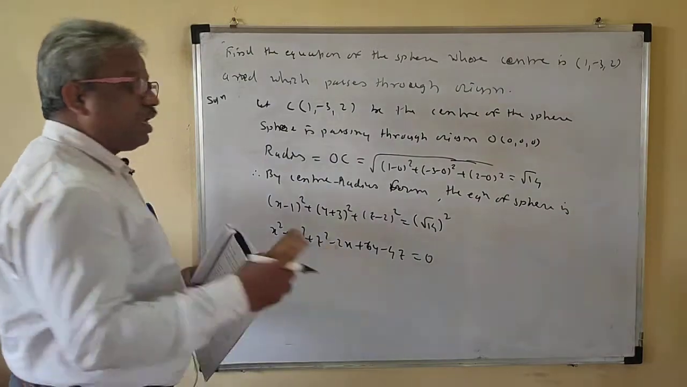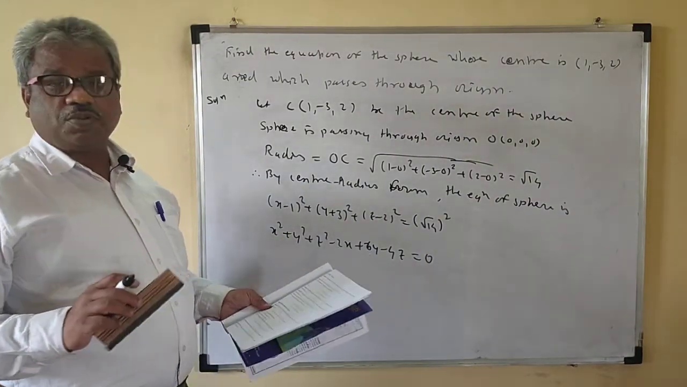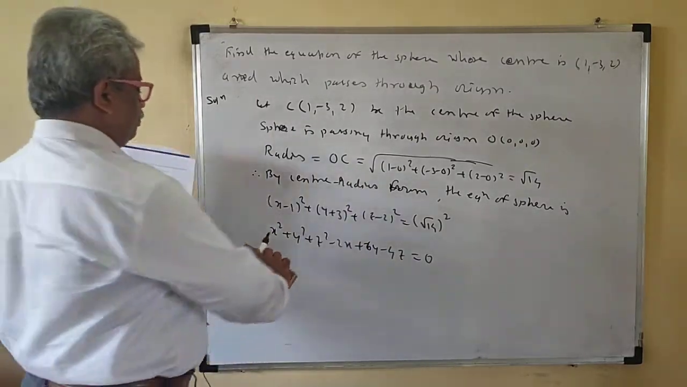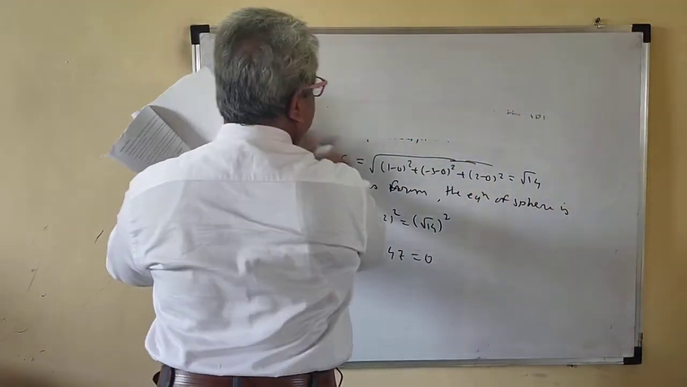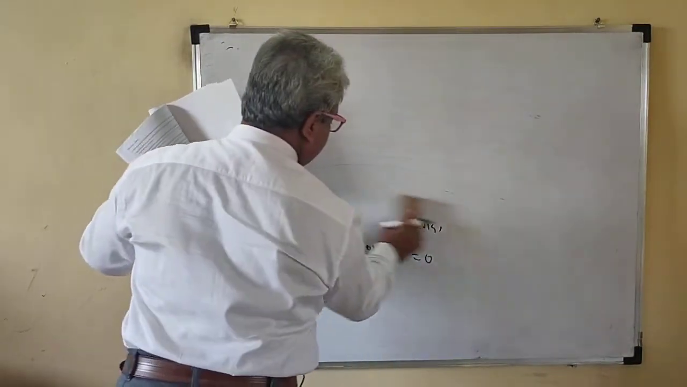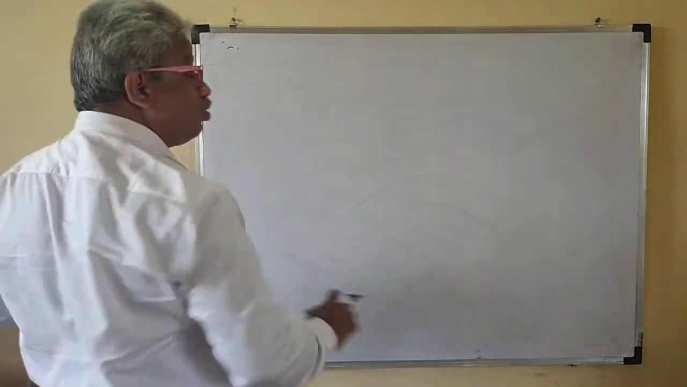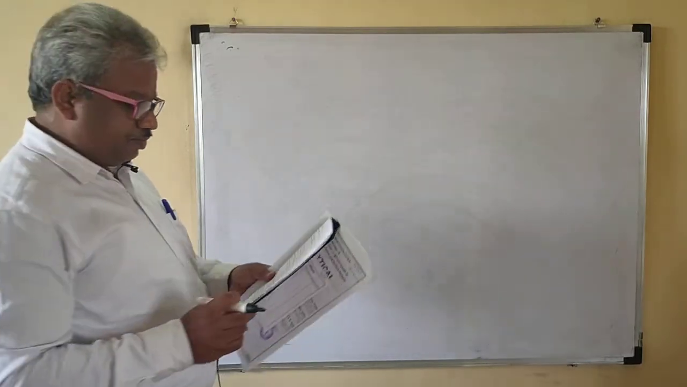So here the radius is not given. To find the equation of the sphere, if the center is provided to you, you need the radius of the sphere. That means if you want to find the equation of the sphere, try to find the center and radius of the sphere.